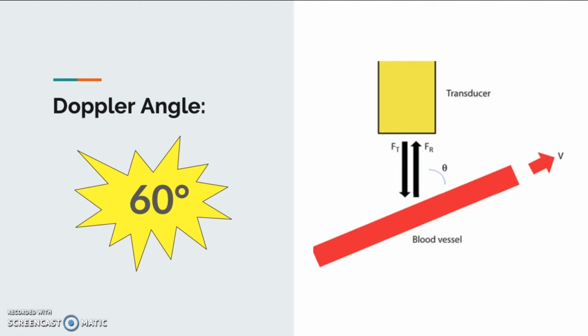90 degrees would show a velocity of 0, since the cosine of 90 is 0. No blood is going towards or away at this 90-degree angle. An incorrect angle will lead to incorrect spectral information.